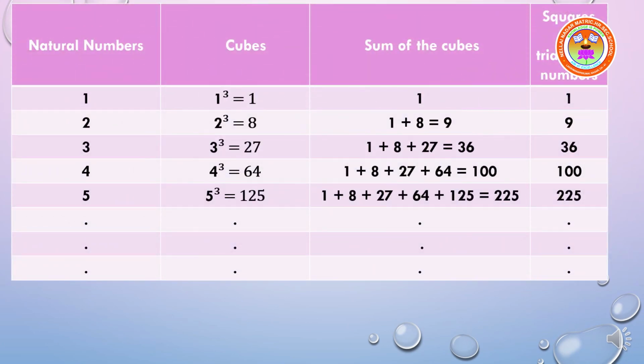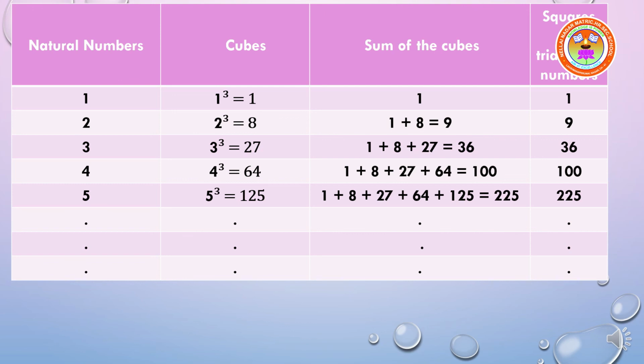Let us prepare a tabular column for natural numbers, cubes, sum of the cubes, squares of triangular numbers. In the first column, the natural numbers are written. In the second column, the cubes are written. So for the natural numbers, 1 cube is 1, 2 cube is 8. So it goes on. Next, sum of the cubes. First row it is 1, second row it is 1 plus 8. So that is 9.